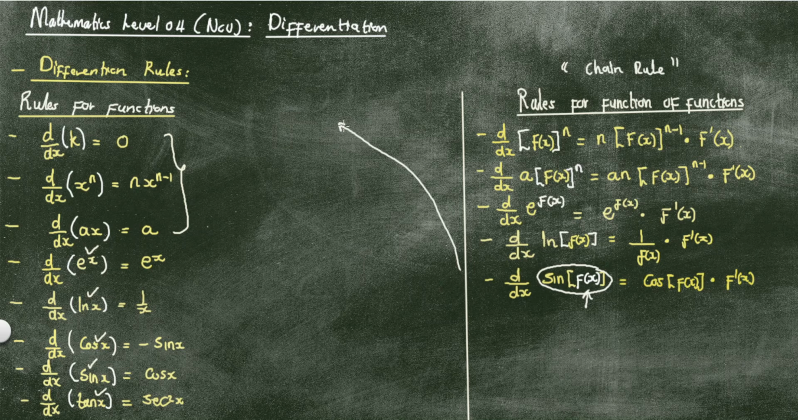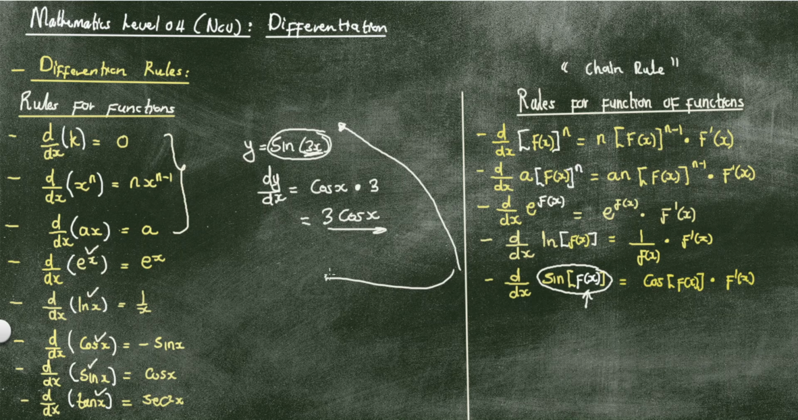Let's have an example for these types of functions of a function. Say y is equal to sine of 3x. The derivative dy over dx is the derivative of sine, which is cos, multiplied by the derivative of the function inside the sine, that is 3x. The derivative of 3x is just 3, so the answer is 3 cos 3x. That's it.